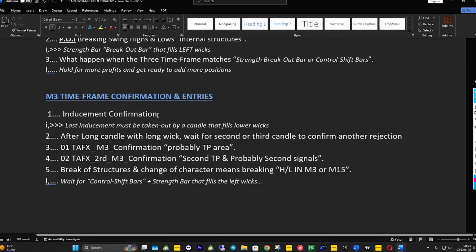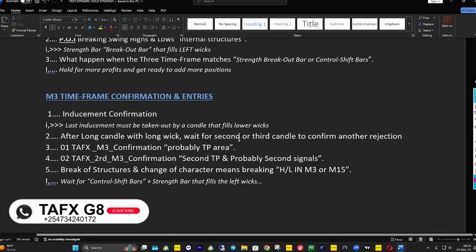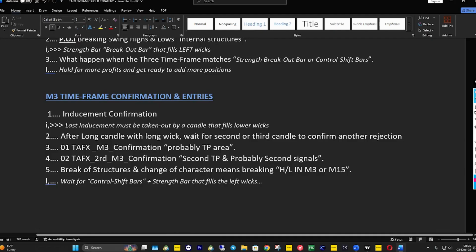We say number 1, check the inducement. Don't forget our system is based on price action and advanced SMC. So inducements will be very important in our entry. The last inducement must be taken out by a candle that fills the lower wicks. Number 2, after the long candle, we wait for the second, third candle to confirm another rejection. After a long candle with a long wick. These are the secrets we have learned about the system.